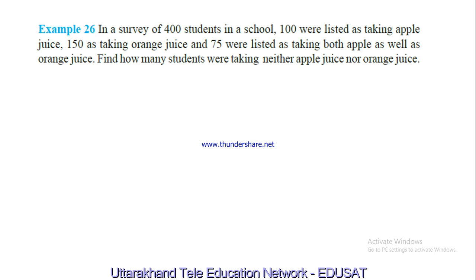Now you have got 3 values. You have got A is equal to 100, then O is equal to 150, and then you have got A intersection O is equal to 75. You will get the value of A union O. So this can easily be found out.